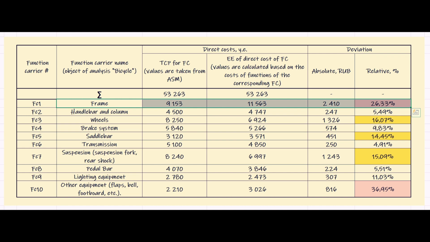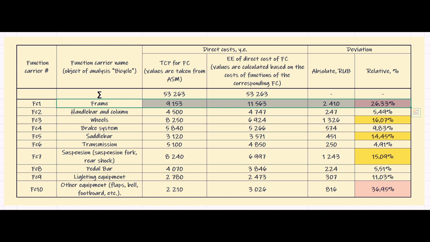In this case, we either carry out additional analytical work on the decomposition of the other equipment function carrier, or we are satisfied with the result we received. Since the function carrier in question isn't the most interesting in terms of potential for reducing direct costs for a cost engineer, since obviously it consists of several purchased products, and the only option for reducing direct costs in this case will be the search for alternative suppliers, which is a direct responsibility not of a cost engineer but of buyers.